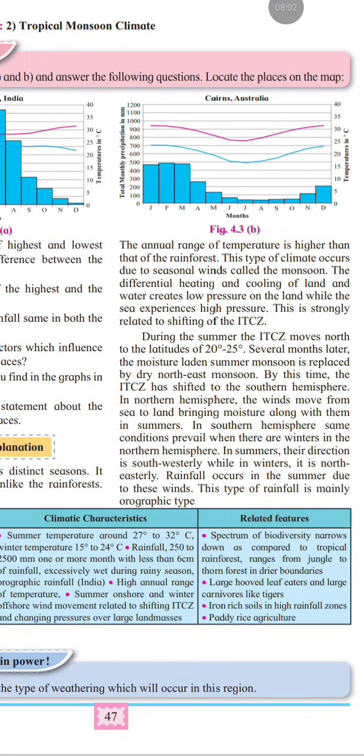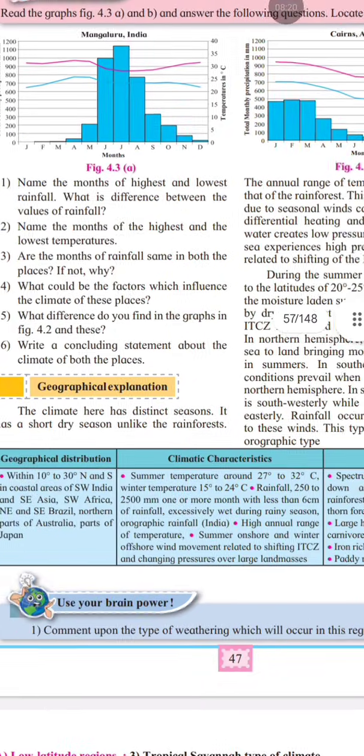And in Cairns, Australia, highest rainfall is 486 mm in February month, and least amount of rainfall occurs in August. It is around 37 mm. So the difference between the values of rainfall is 449 mm. So this was the first question's answer.